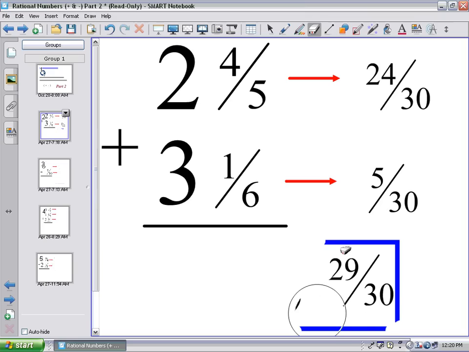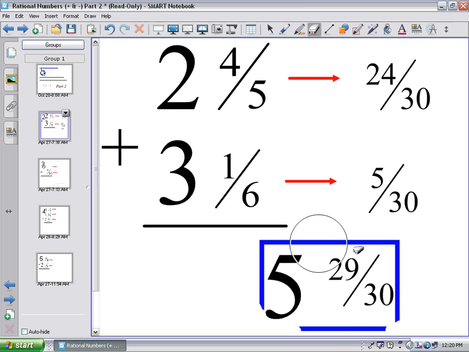And once you get your fractional part, all you need to do is add the whole values to this. And when you're all said and done, your answer comes out to be 5 and 29 over 30. Notice, 4 over 5 is 24 over 30, and 1 over 6 is 5 over 30. And we took 24 over 30 plus 5 over 30 to make 29 over 30. And then all we did was take our whole values at the very end. 2 plus 3 made 5, and my final answer to the problem comes out to be 5 and 29 over 30.